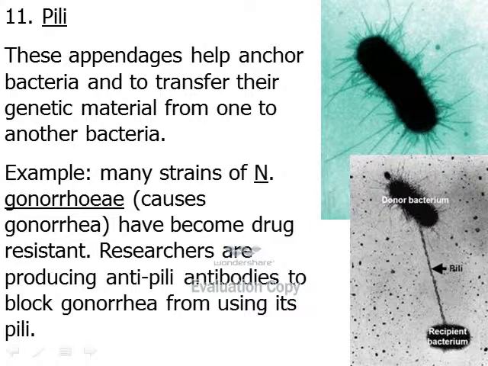Okay, pili. These are appendages that help to anchor bacteria and transfer their genetic material from one to another. So it's like a long-range mating. Well, the pili is hollow. There are many strains of gonorrhea that cause a sexually transmitted disease, and they're drug resistant. So researchers have had to switch their strategies and try to control gonorrhea by using an anti-pili antibody, so that the gonorrhea can't use their pili. Pretty clever.